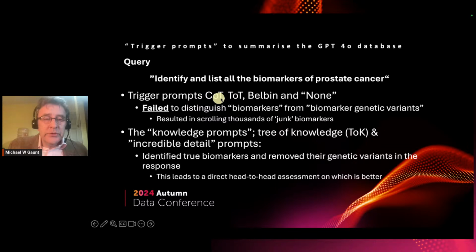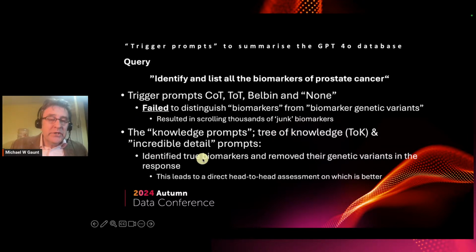And when I use the trigger prompts I described previously, chain of thought, tree of thought, Belbin, and even not using any sort of prompt, for you guys it may not be a big deal. For me, from biomedical, it is a big deal. They failed to distinguish between true biomarkers and biomarker genetic variants. Now, that might seem obscure, but what it results in is thousands of lines of junk being spewed onto the screen. So as you're trying to get these biomarkers out, it will hit stuff that is not really a true biomarker. That's what's happening.